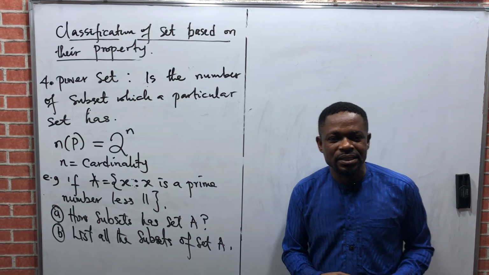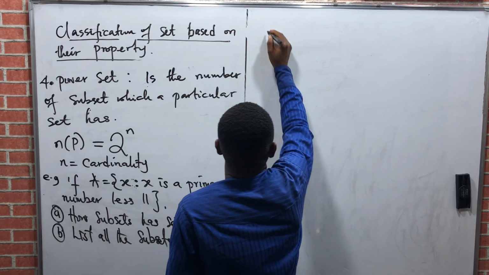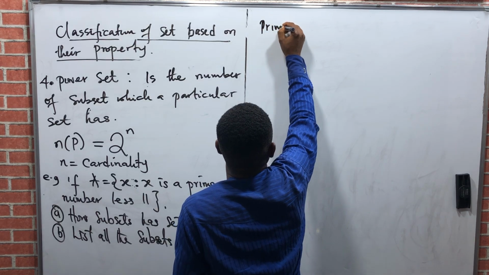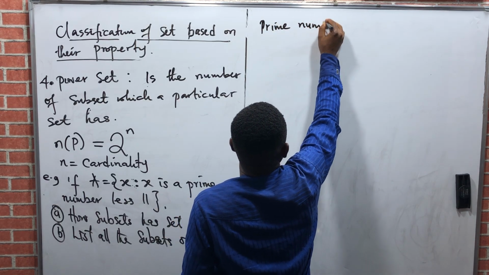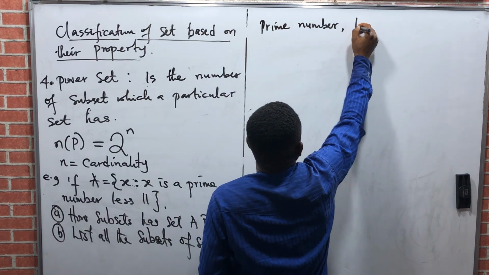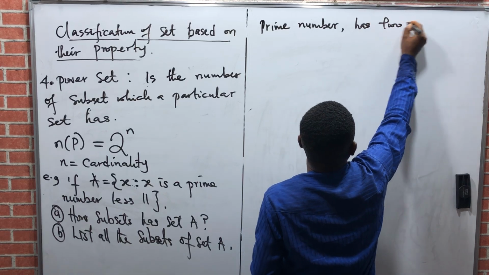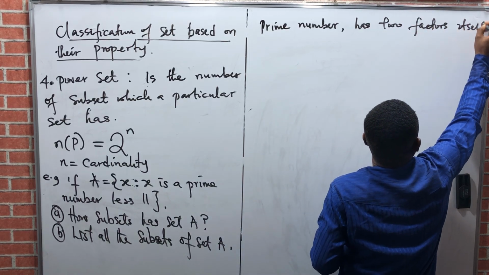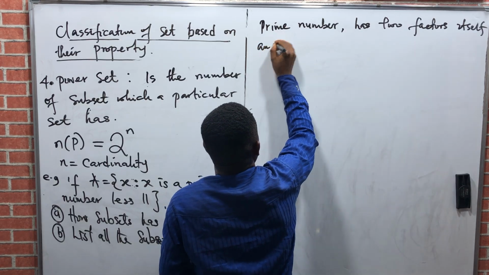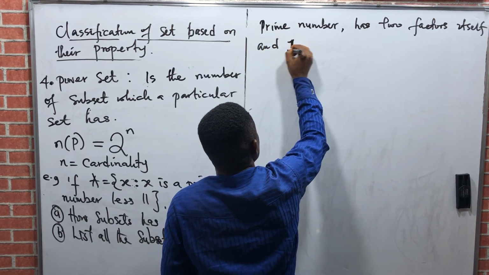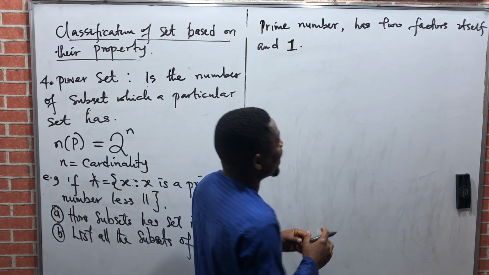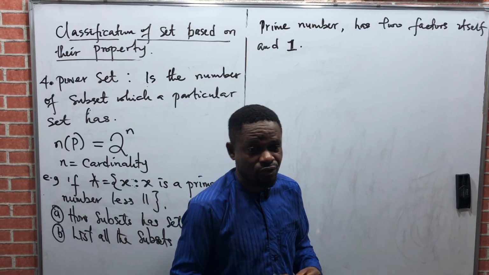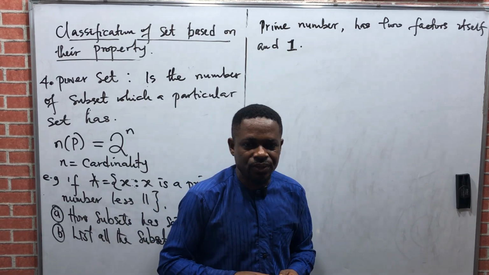A prime number is a number that has two factors. Two what? Factors. Itself and what? One. I repeat, a prime number is a number that has two factors, itself and what? One.